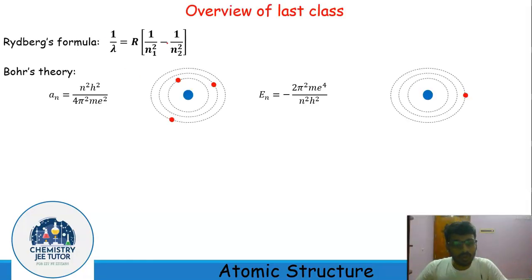In the last class, we have seen that the wavelength of all the spectral lines of the hydrogen atom spectrum can be calculated from Rydberg's formula, which is 1 by lambda equal to R into (1 by n1 square minus 1 by n2 square). Now you can see this formula is totally controlled by two integers. Now why should a hydrogen atom care about our integers?